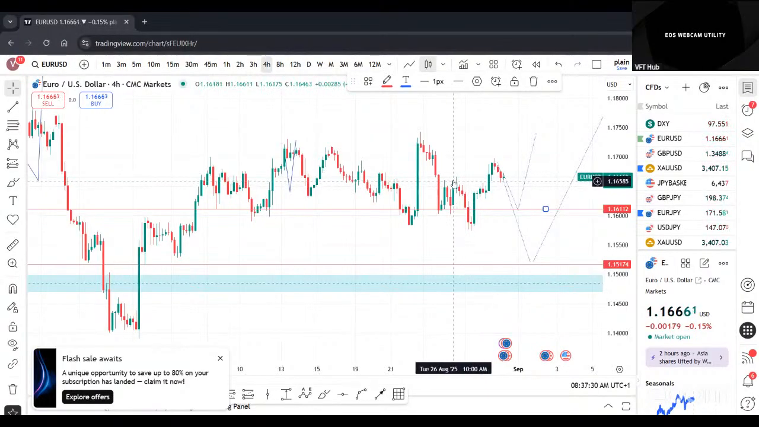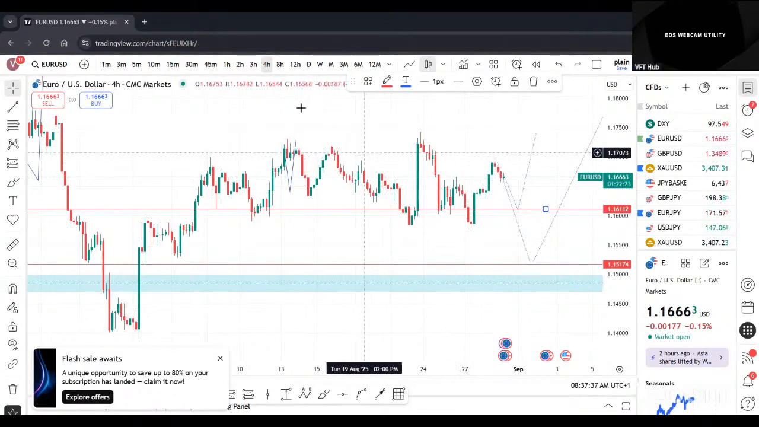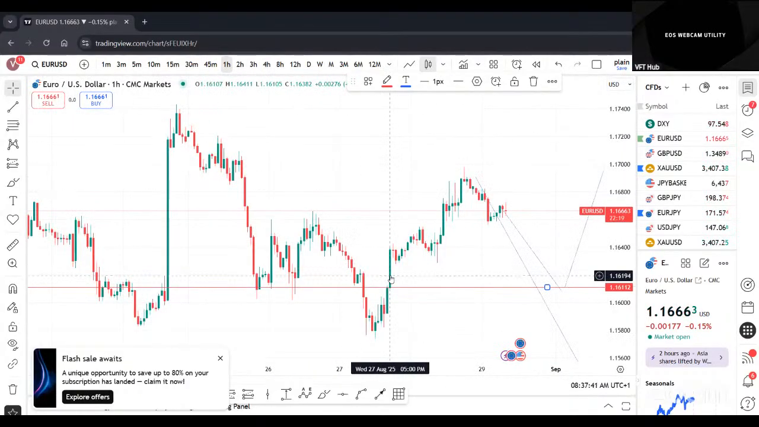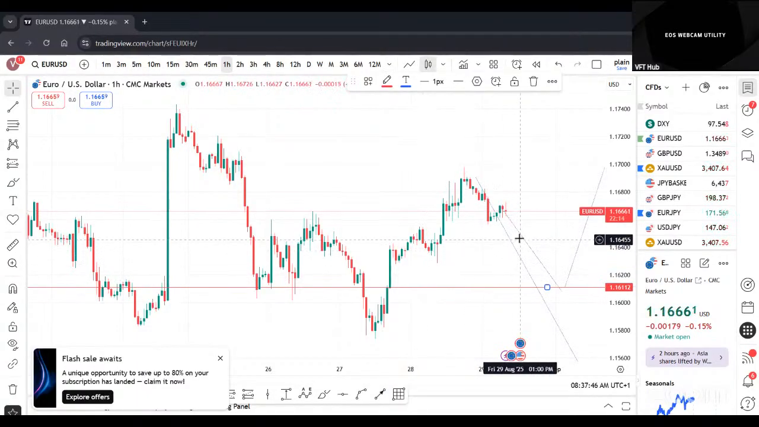And why I'm looking out for a buy position is because I've seen a break above this high, although still within the range. That's why I spotted the classic box pattern for a buy on the 1-hour time frame. Once price retraces into 1.16112, we're willing to long Euro USD.